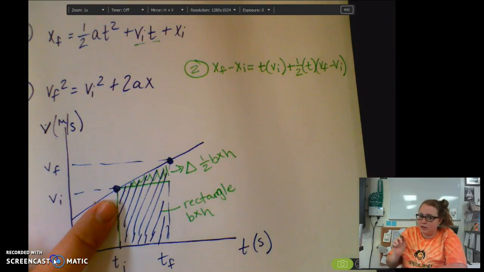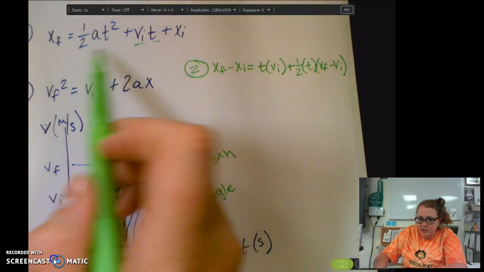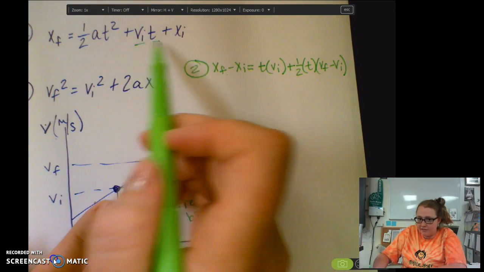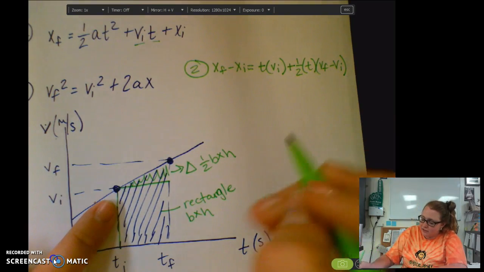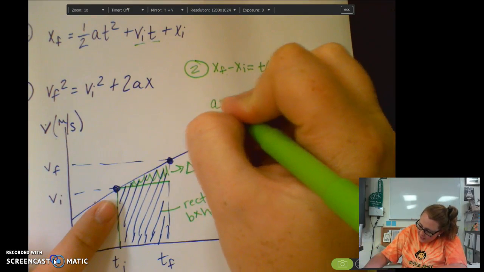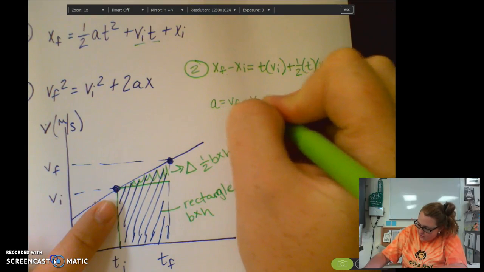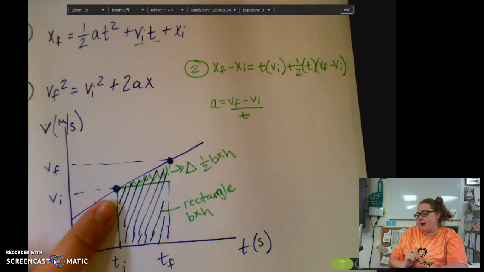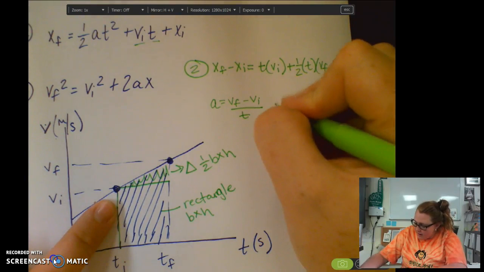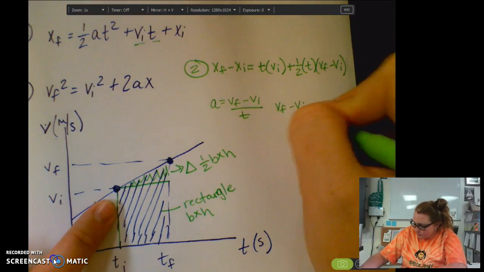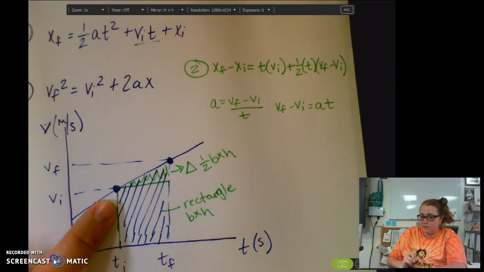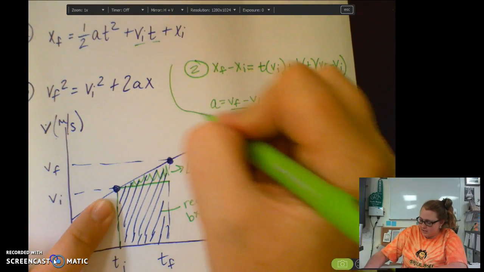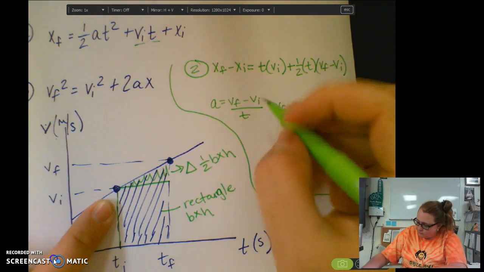Now my problem here is that nowhere in this equation do I have vf. So I need to be able to substitute somehow. Well, we just said that using our first equation, we know a equals vf minus vi over t. I can do some substitution. vf minus vi equals acceleration times time. So now you should see this equation unfold a little bit.